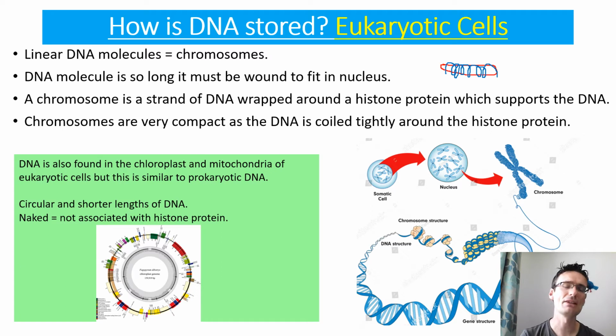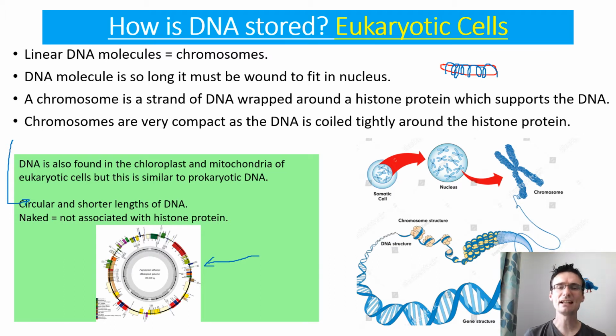and that means it can be fitted in there. The chromosomes are very compact, and the DNA is extremely tightly coiled around the histone protein. However, there is also DNA in your chloroplast. Here's an actual map of some chloroplast DNA, which is easy to follow and actually to map out. So DNA is found in the chloroplast and mitochondria, but it's actually similar to prokaryotic DNA.